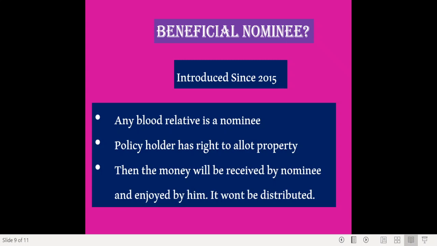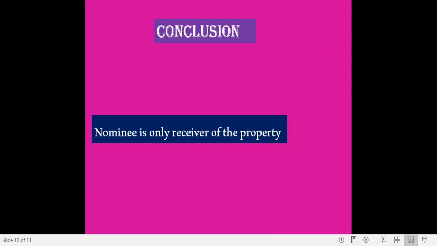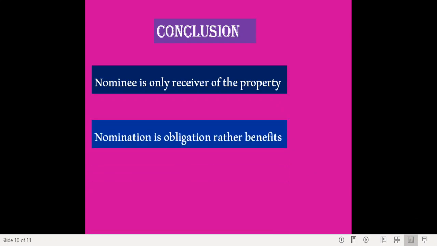So then, if he is a beneficial nominee, then only the money that he received as a nominee is enjoyed by him and it won't be distributed. Now, this is a very new concept introduced in 2015. But till that time, the only nominee's right was to receive and distribute. And that duty still continues provided he is not a beneficial nominee. So in conclusion, I just want to mention that nominee is only receiver of the property. Nomination is an obligation rather than benefits.